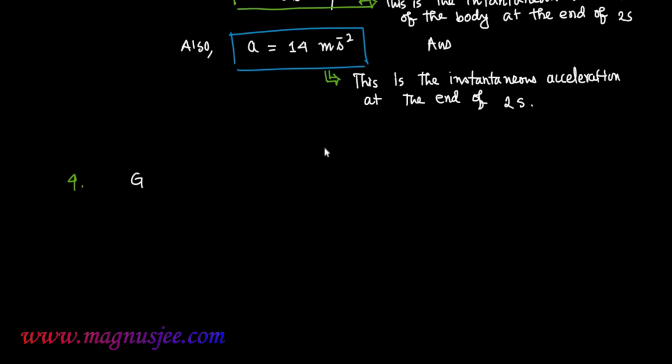What is given according to numerical number 4? Displacement of a body is given, which is y. In short, y is equal to minus 2 by 3 t square plus 16t minus 12 meter. That is the displacement. After what time the body comes at rest? Comes at rest means v equal 0. In this case we have to find the time.